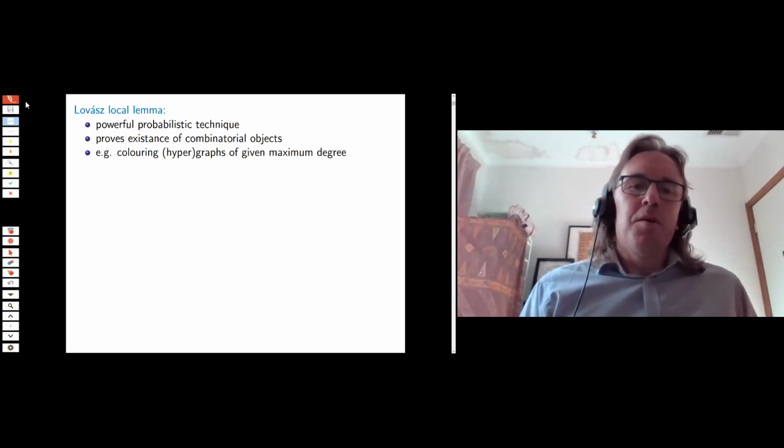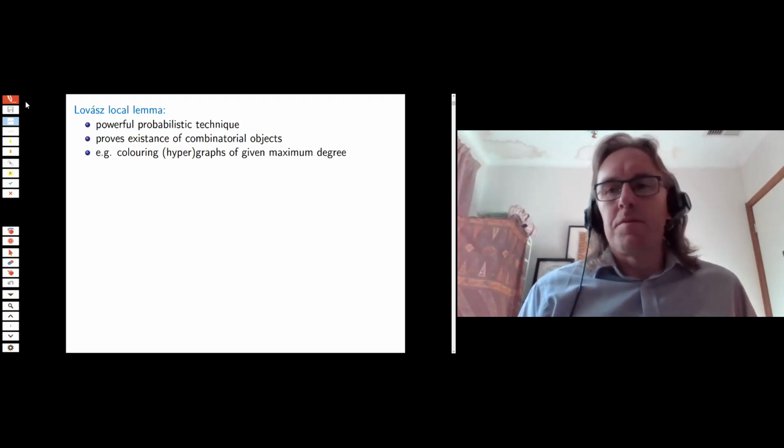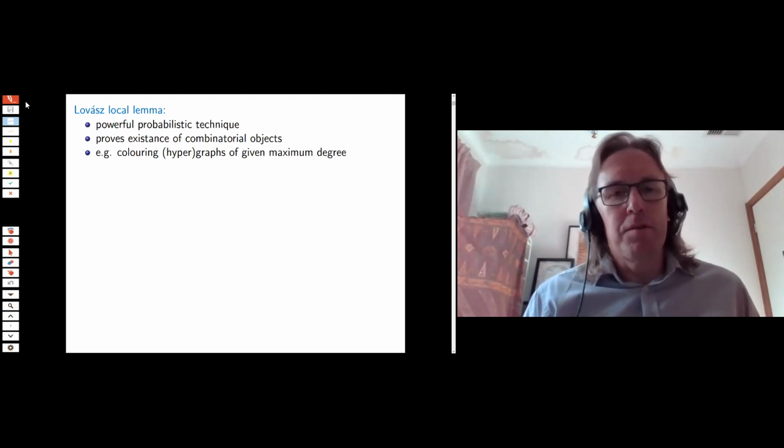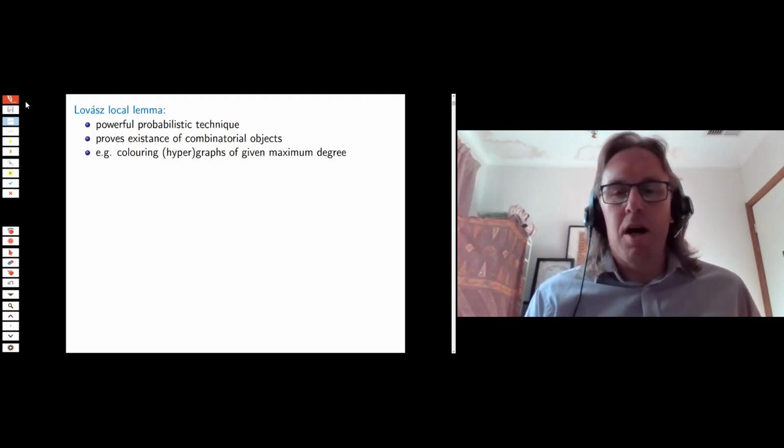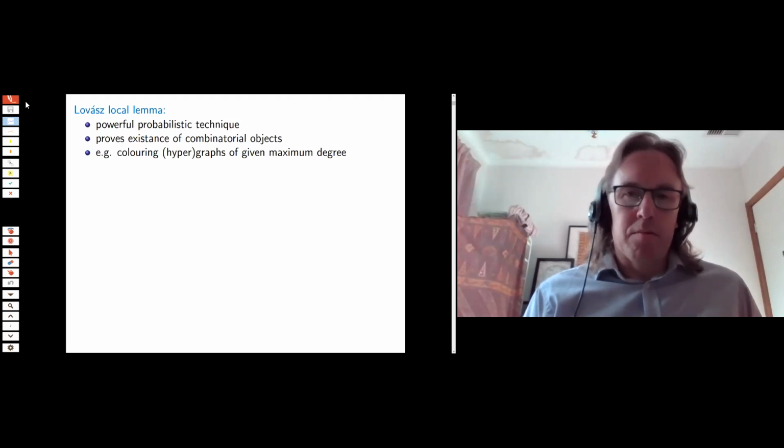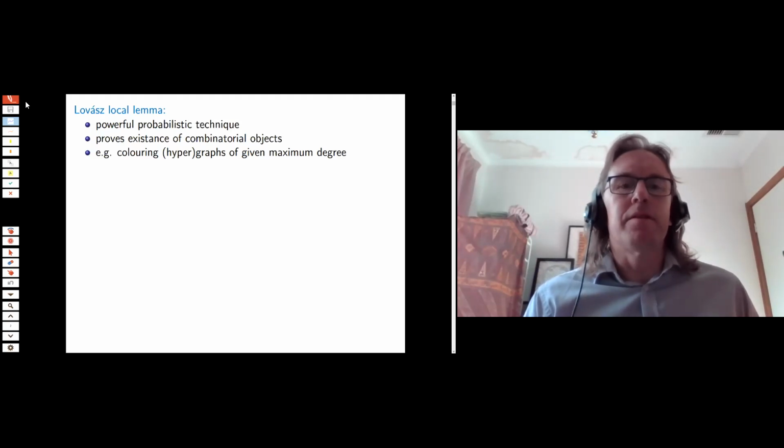So what does it do? It proves the existence of combinatorial objects. It's incredibly useful. A good example of the setting where the local lemma is useful is in the coloring of graphs and coloring of hypergraphs of given maximum degree. And that's what I'll be talking about for most of the talk today.